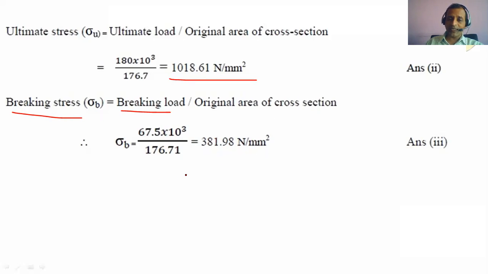But in this case he has given the neck diameter, and we have not used it. The neck diameter is not used when calculating stress. Whether you calculate yield stress, ultimate stress or breaking stress, you have to take only the original cross-sectional area. Take whatever initial diameter is given.